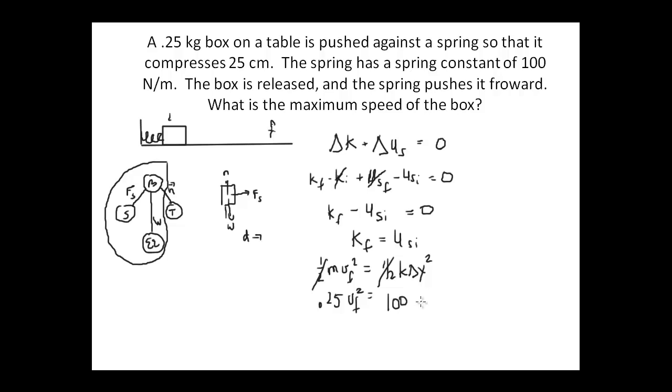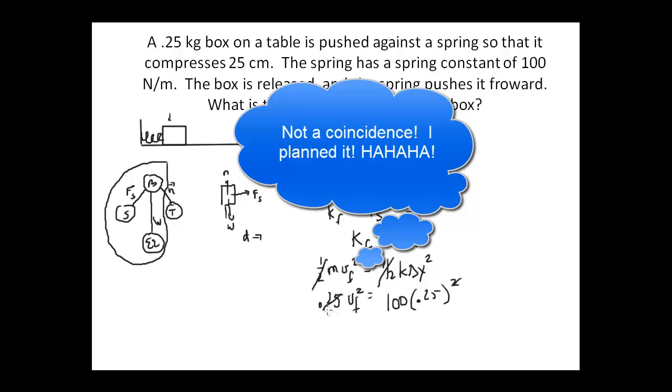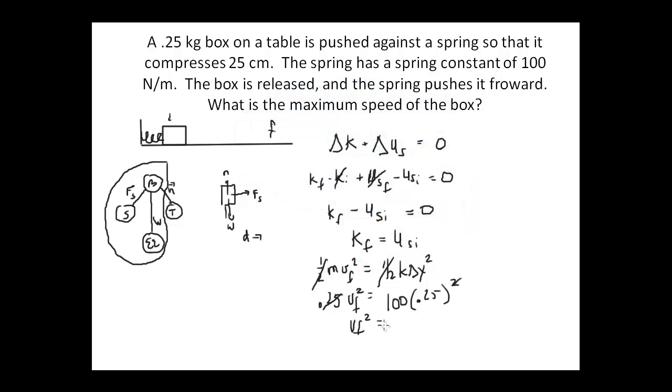And 25 centimeters is 0.25 meters squared. And mathematically, I see that just coincidentally that goes away. So Vf squared is 1/4 or 25. So the final velocity is 5 meters per second.